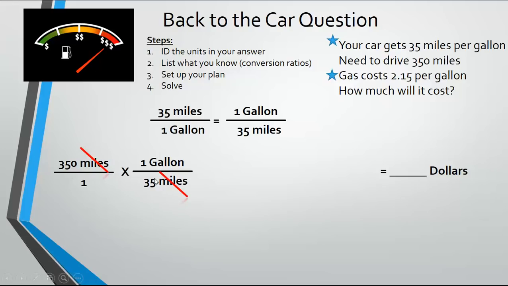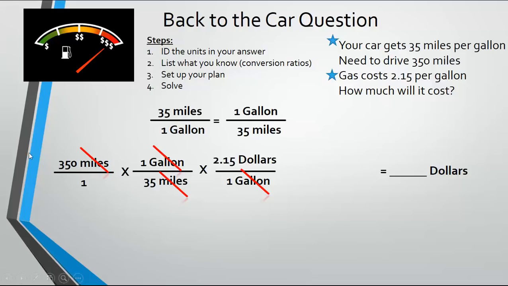I'm not going to multiply across the top and bottom yet. I'm going to save that for last. But now I know that I need to take care of this gallon figure. I'm still not to my goal of dollars. I've got to deal with gallons. So I'm going to go back to my list. I've already used my first one, 35 miles per gallon. I only have one conversion ratio left. It must be the one I need. Gas costs $2.15 per gallon, so that's $2.15 over a gallon, and then gallons cancel out. Now I've arrived with just one unit left, and it's the unit I need, dollars.